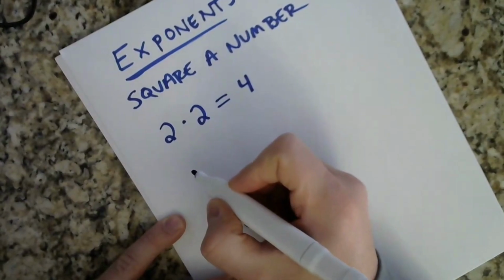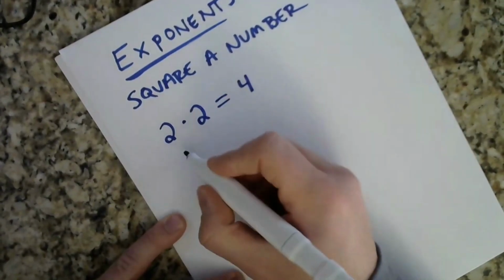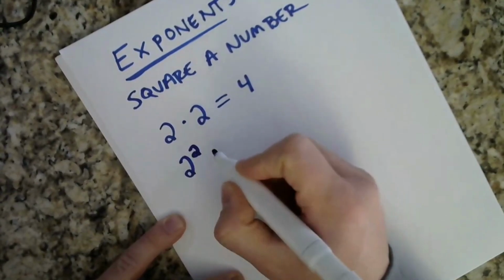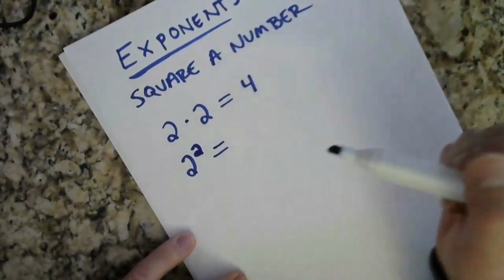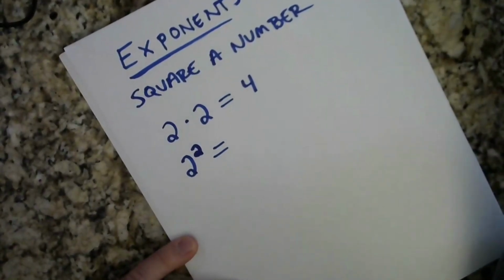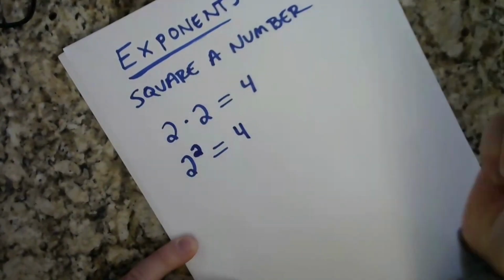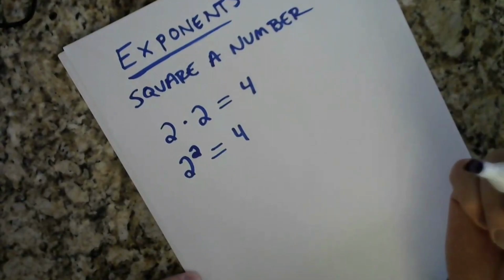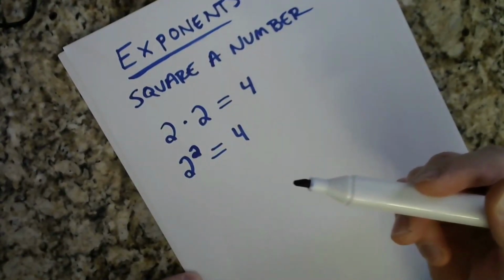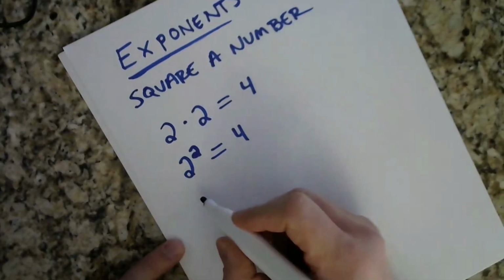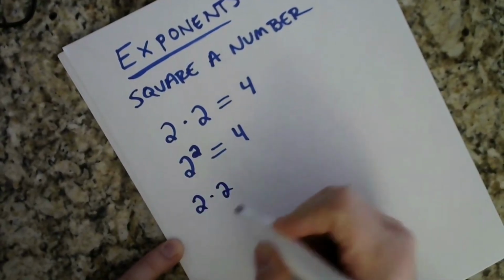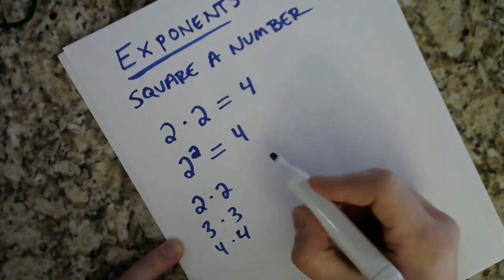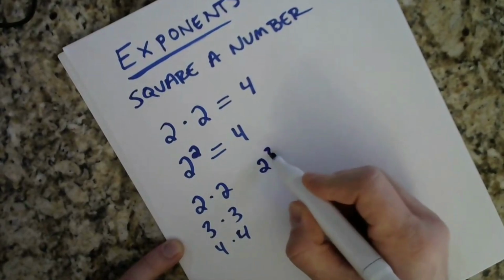So another way to write it with an exponent would be 2 to the second power. And that basically is the same thing, and it's called squaring a number. So this still equals 4. The purpose of this is basically to simplify your notation when you're writing stuff. Instead of writing 2 times 2 or 3 times 3 or 4 times 4, the purpose is to just kind of do a shorthand.